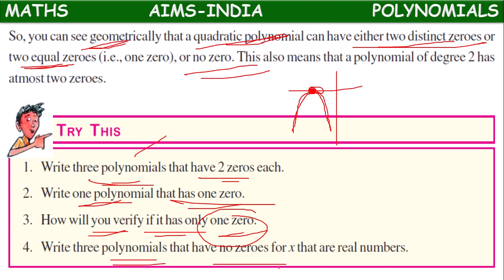Write polynomials that have no zeros. So you have to try. You have to write these polynomials, children.